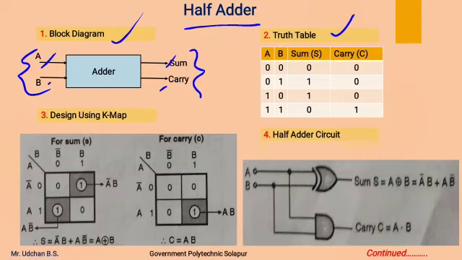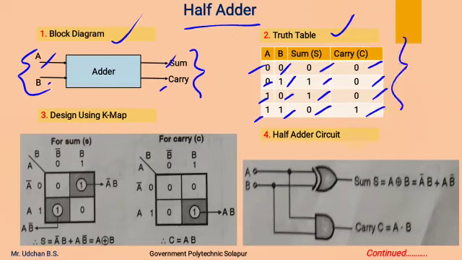Again, by applying binary addition rules, 0 plus 0 will give sum 0, carry 0. 0 plus 1 will give sum 1, carry 0. 1 plus 0 will give sum 1, carry 0. 1 plus 1 will give you sum 0, carry 1. Using this truth table, we are going to find the expression for sum and the expression for carry using K-map. As there are two inputs, we are going to use a two variable K-map to find the equations of sum and carry.